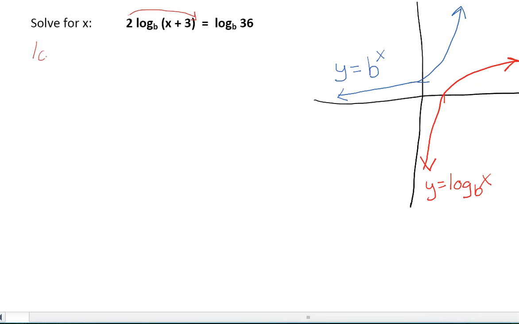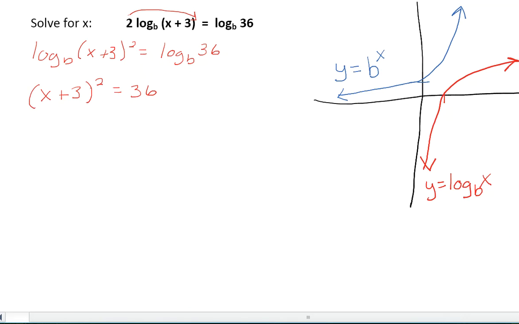So we have log base b of the parentheses x plus 3, and this is being squared, equals log base b of 36. So now I have these both as single logs. They are the same base, so I can pull out the parts and set them equal. So I have x plus 3 squared equals 36. And hopefully you recognize this as a quadratic.